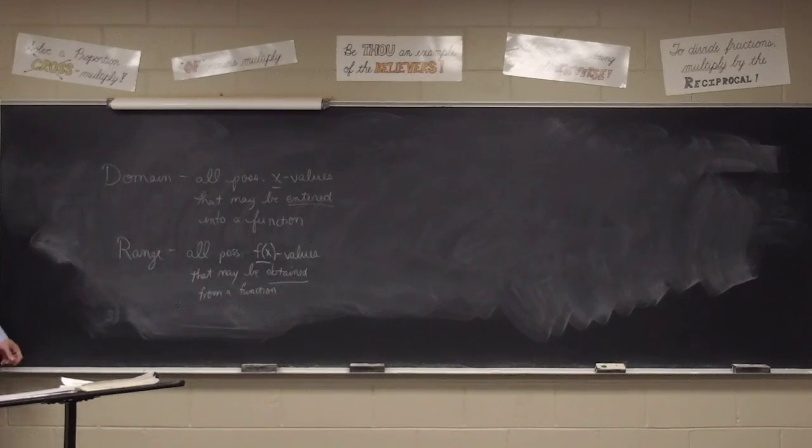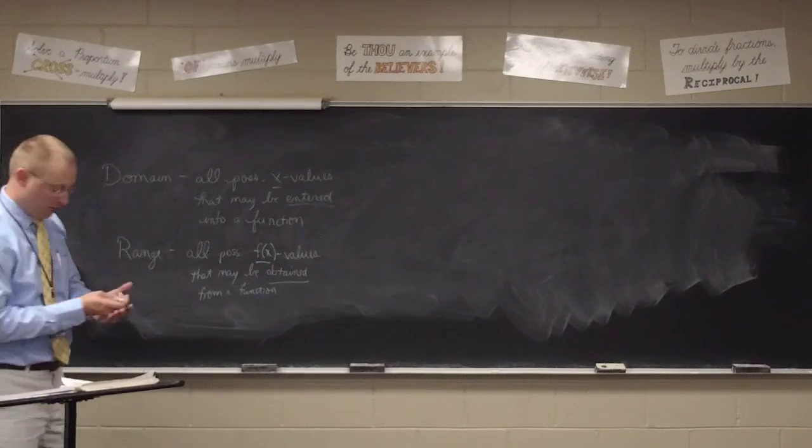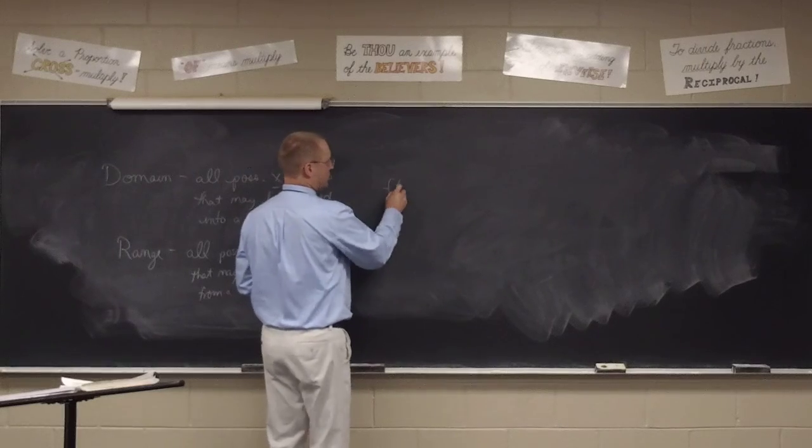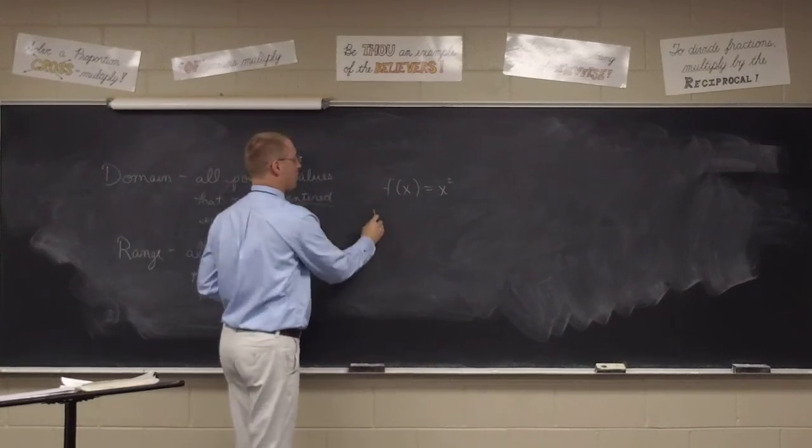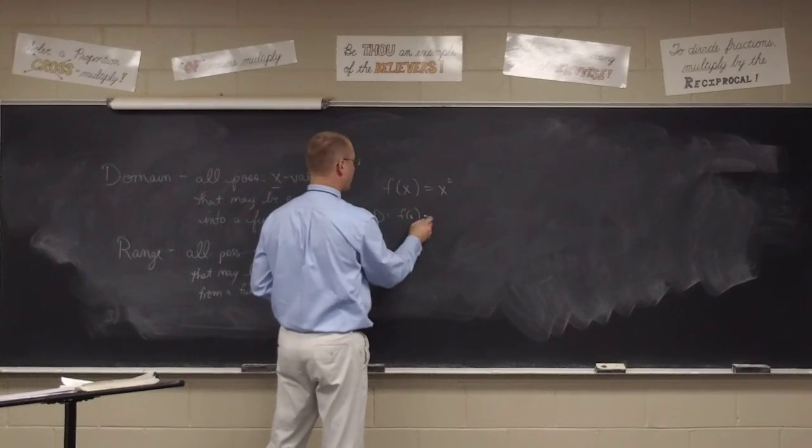If you want to even write that off to the side, it's more writing and I'm lazy, so I won't. But if you want to, domain, what you're allowed to plug in. Range, what you're able to get out. Okay, so for instance, if I gave you this function, f of x, and I'd write this in the notes, is equal to x squared. And I want to say, what is the domain of f of x?